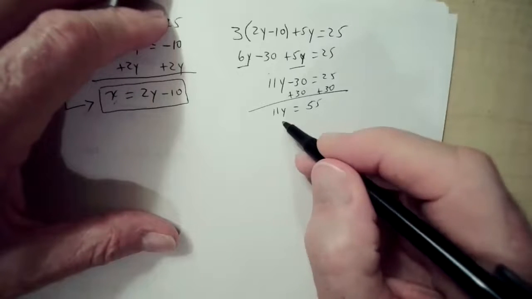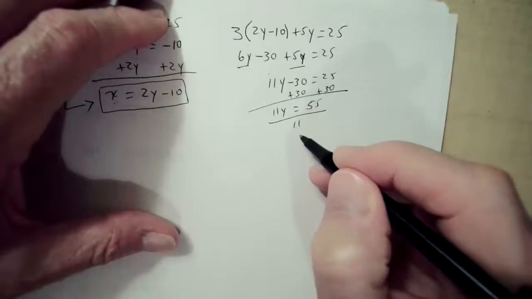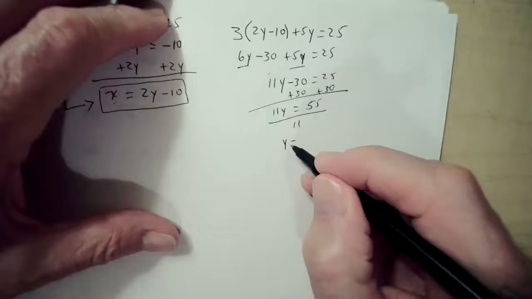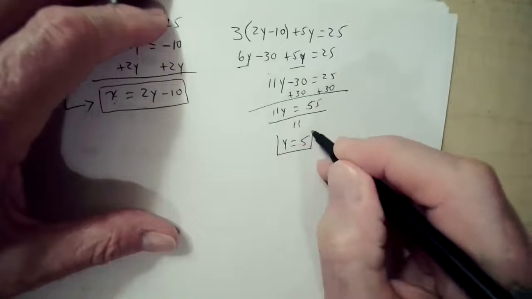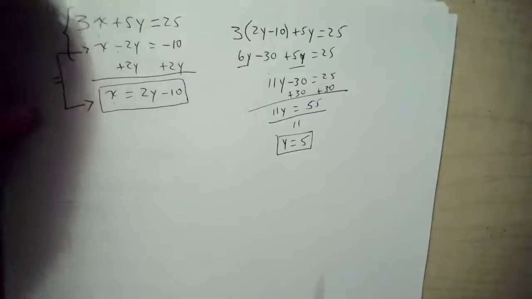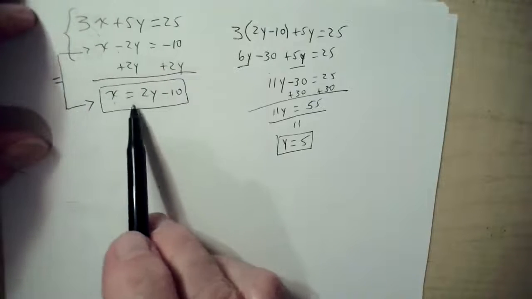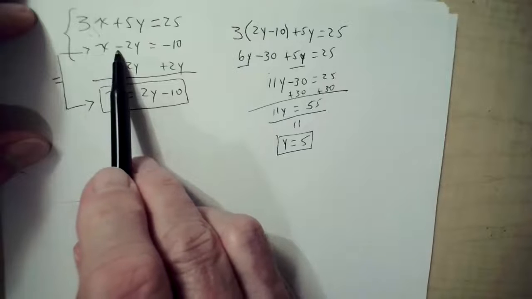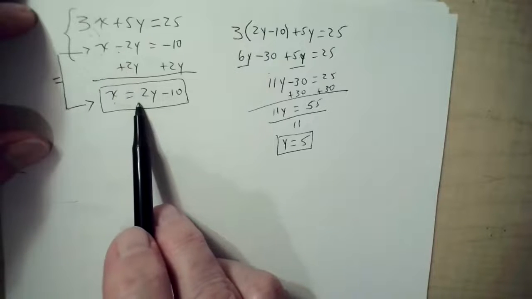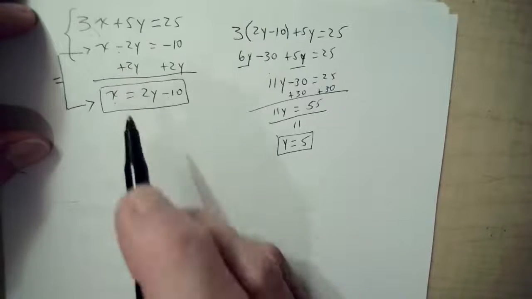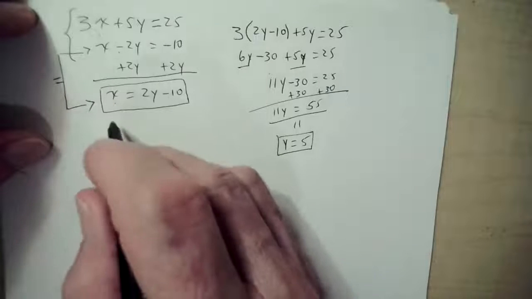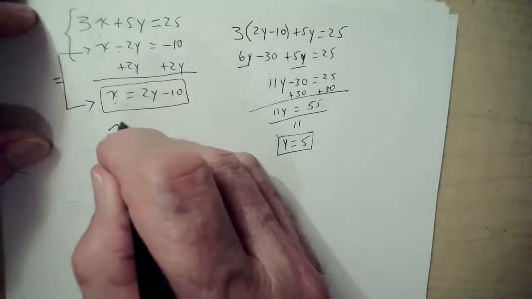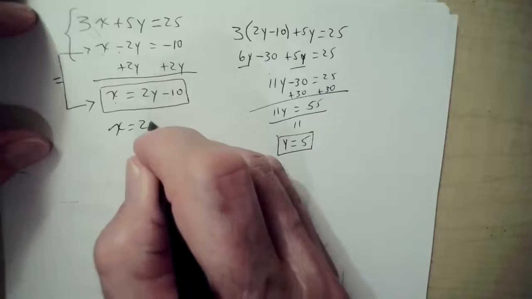11y is 55. Now to solve for y, we divide by 11. So y is 5. And again, that's not our answer. Now, again, this one's already solved. This equation down here and this one are the same. So we're going to plug in 5 in here for y, and then we'll solve for x.